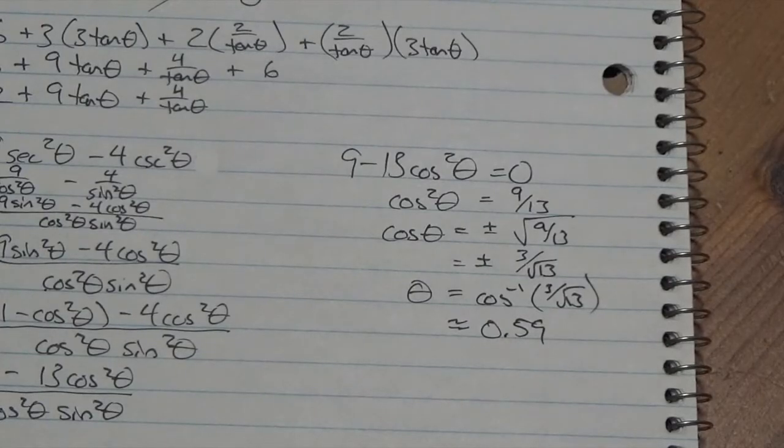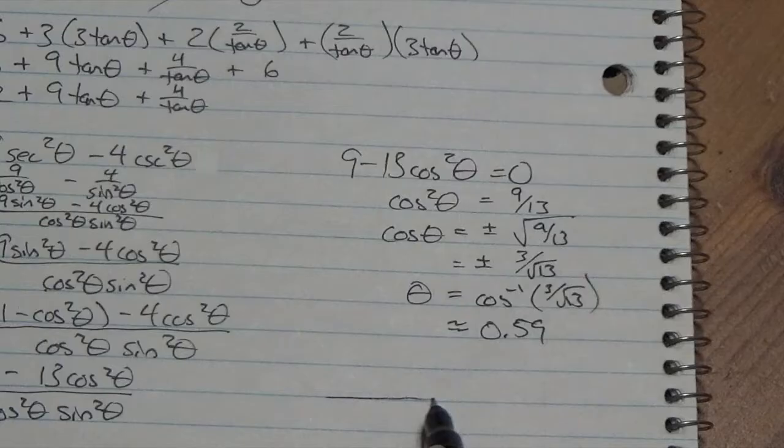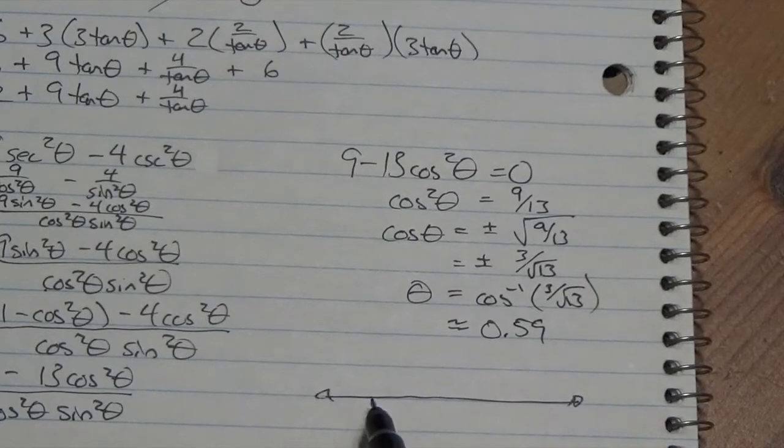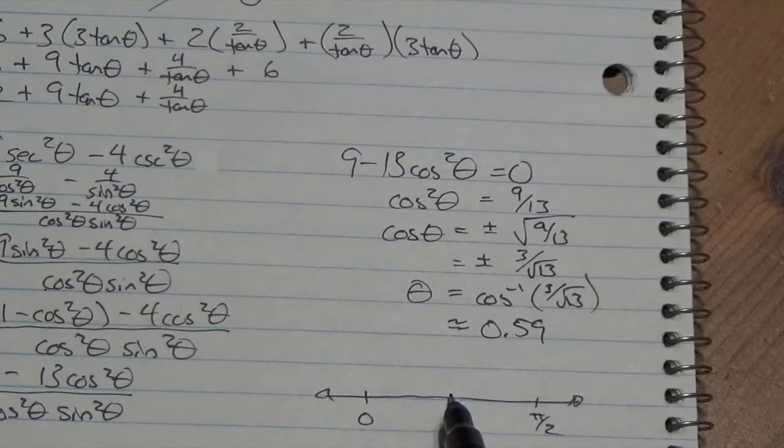Now, that tells me where I've got a maximum or a minimum here, but I don't know which one it is. So what I've got to do is investigate. I'm just going to take a quick look at my number line here. I know that 0 makes sense as my minimum, pi over 2 makes sense as my maximum, and so somewhere in here is going to be my 0.59.